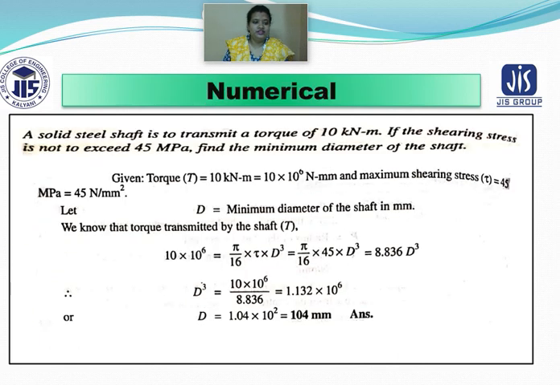So here you can see a numerical. For example, you have to find the minimum diameter of the shaft. The torque has been given, and the maximum shear stress has also been provided, so the data is known to you. You know that T is equal to pi by 16 tau into d cube. You know the torque and the stress, and only the diameter is unknown, so by putting these values you are able to calculate the diameter, as you can see.